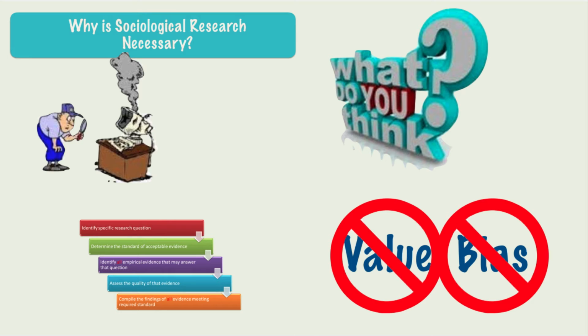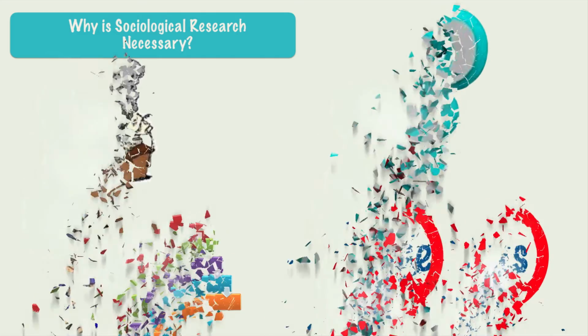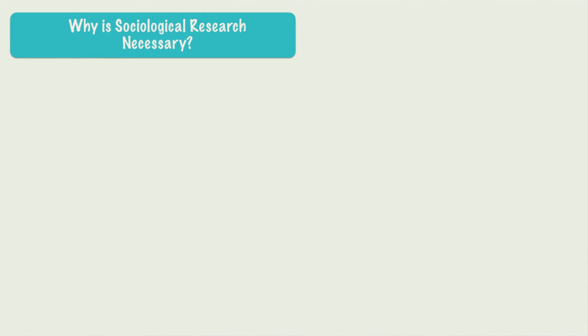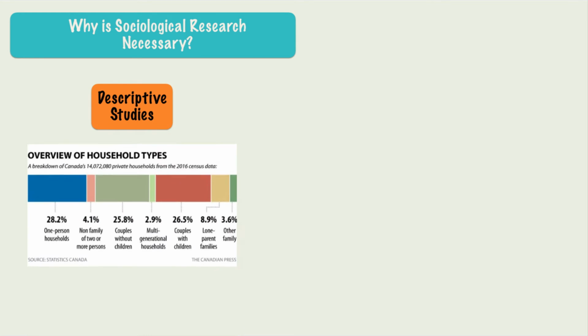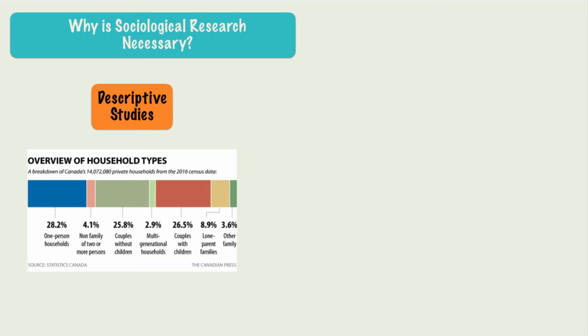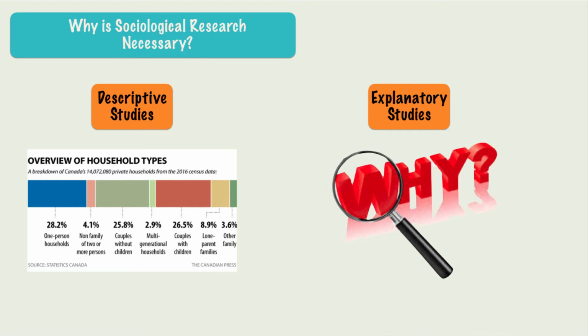Now, there's more than one type of research. We could look at descriptive studies, where they describe social reality or provide facts about some group, practice, or event. Or we could do explanatory. Explanatory studies try to explain the relationship or to provide information on why certain events do or do not occur.